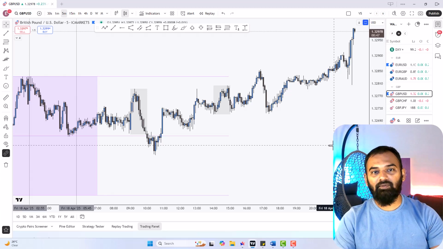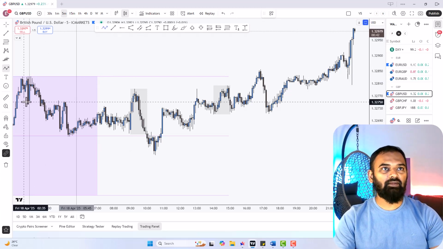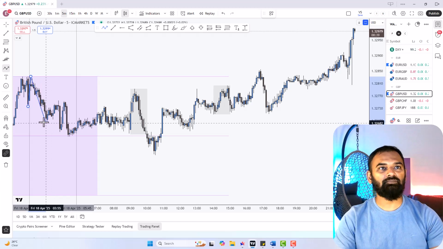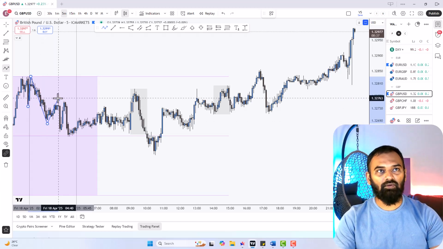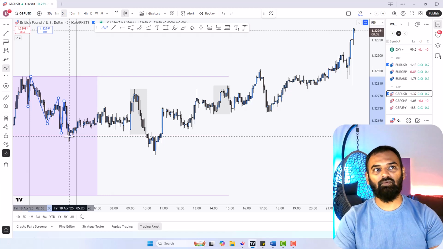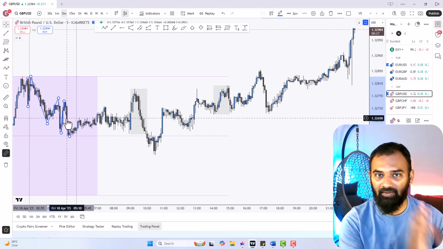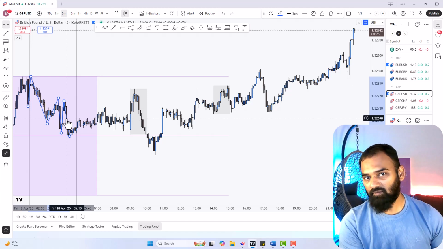Let me give you this example on a live market chart. So this is a high, this is a low, this is a high, this is a lower low, lower high, another lower low, another lower high, another lower low. In this particular segment of price action, the market was in a downtrend.